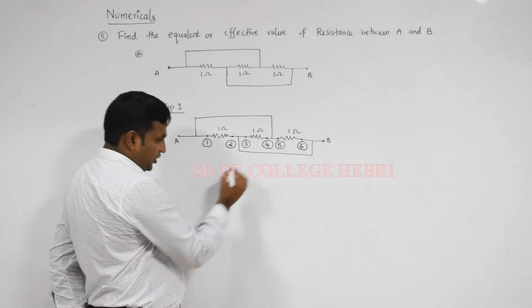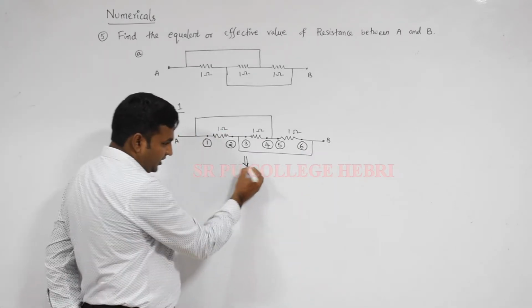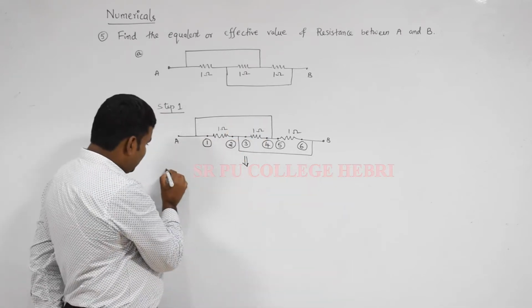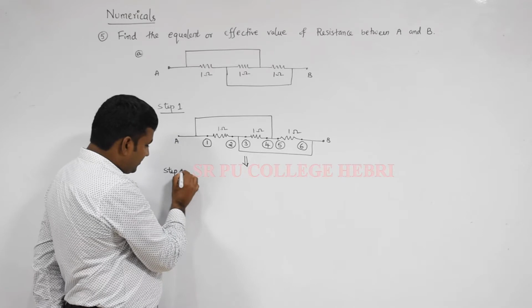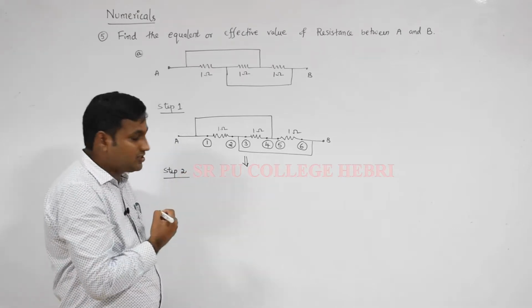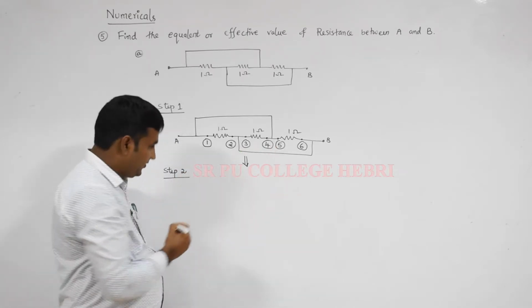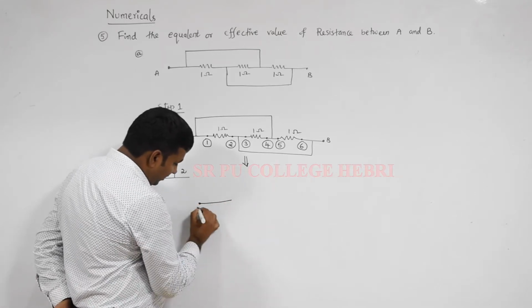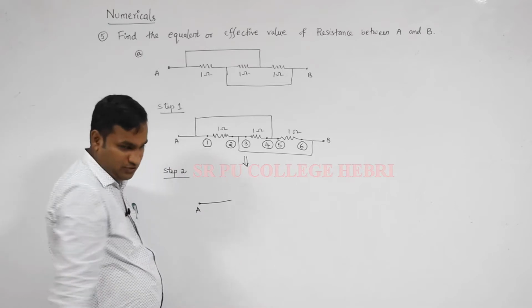I will redraw the circuit. Next step, first I did the numbering. Next, step 2, I will redraw the circuit by using these numbers. I will take it from point A, like this.